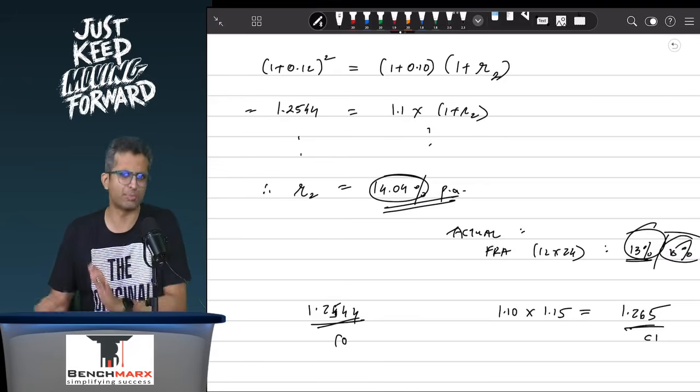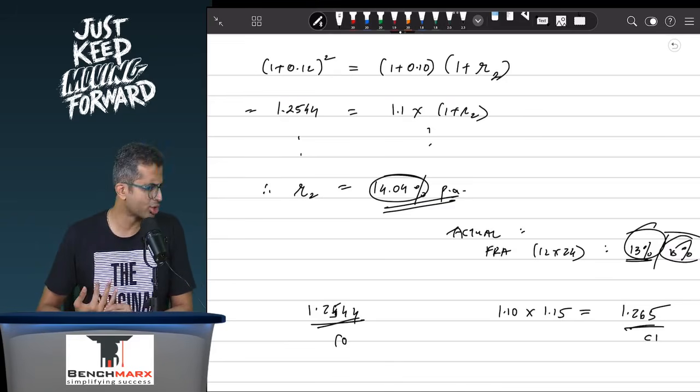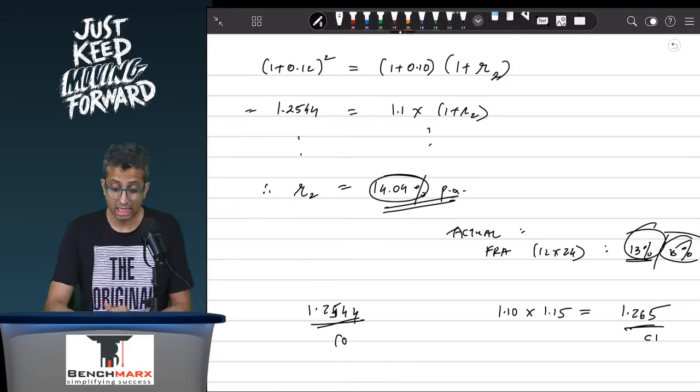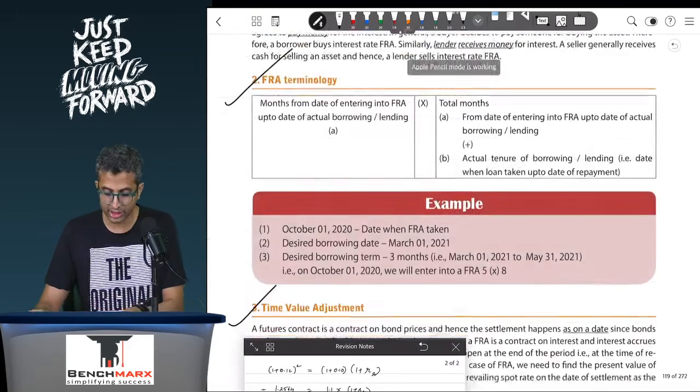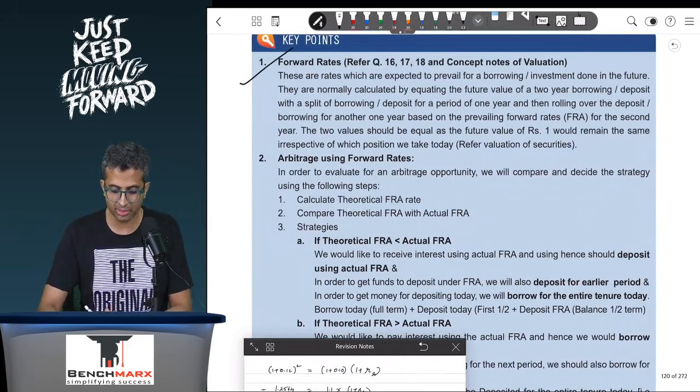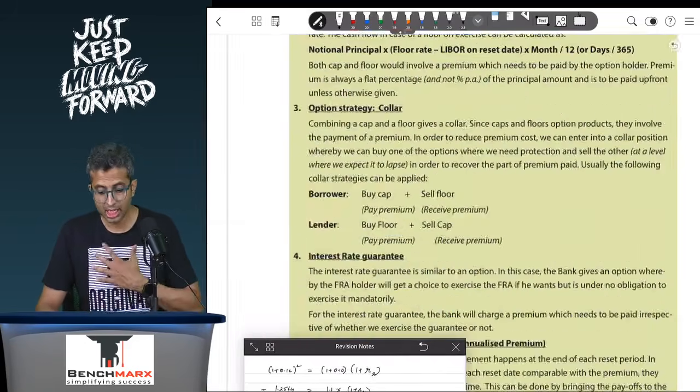So if you want, you can practice sums on this as well. There is a sum or two in the study material and our books on this concept as well. This is on the forward rates and the arbitrage using the forward rates.